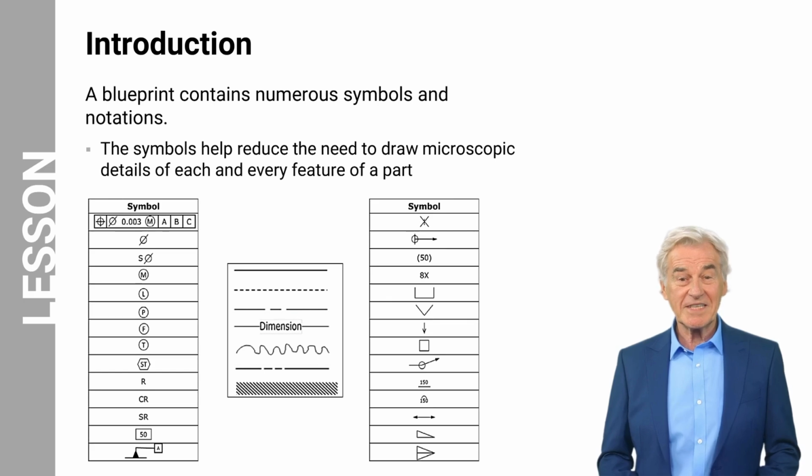A blueprint contains a large amount of data in a drawing sheet and therefore needs to use a lot of symbols and notations. These symbols, apart from the basic lines, help us to reduce the difficulty of drawing the microscopic details of each and every feature of a part.